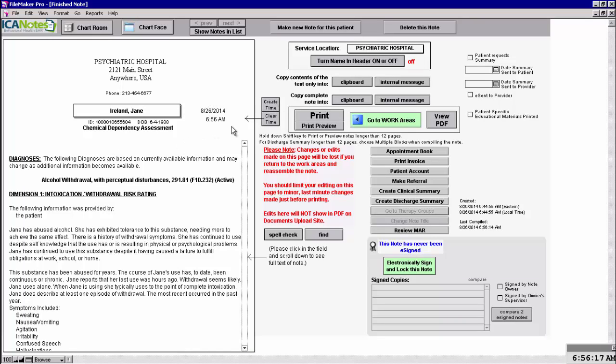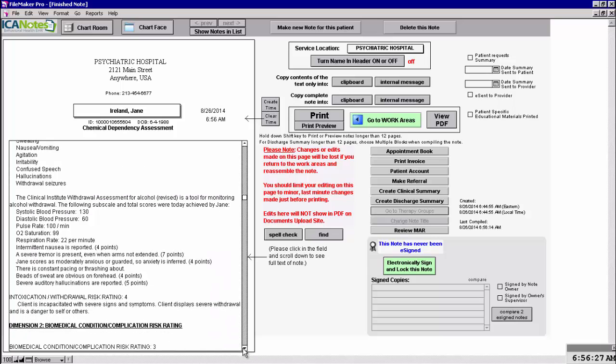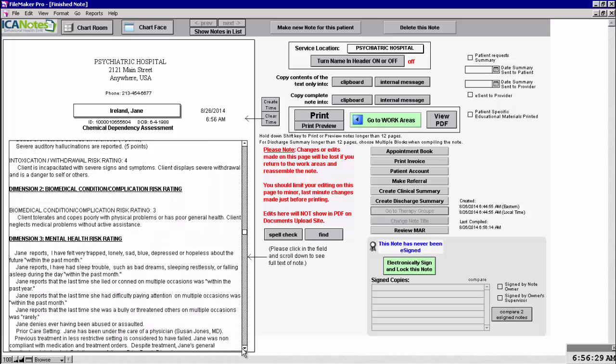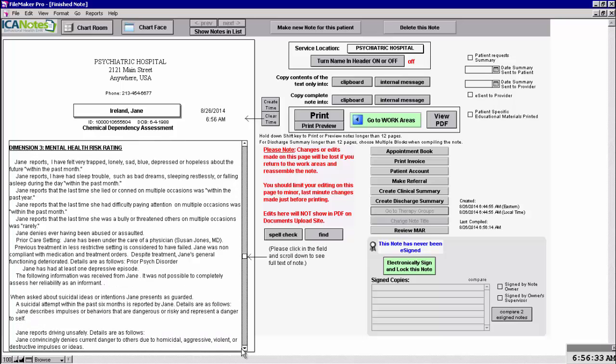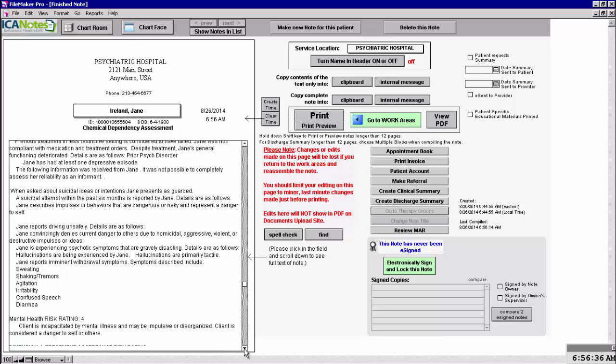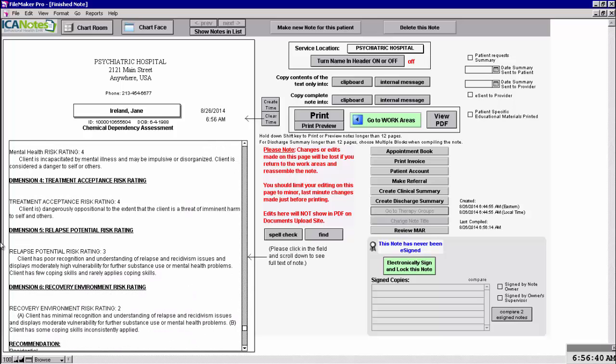Here we go. It was completed at this date and time. Here's your chemical dependency assessment. Diagnosis is at the top. And then each dimension is detailed exactly the way that you had filled it out in the program. There's dimension 2, dimension 3. You can see we have lots of good details here pushed in very, very quickly. Of course, you can always type in sentences to individualize this note.